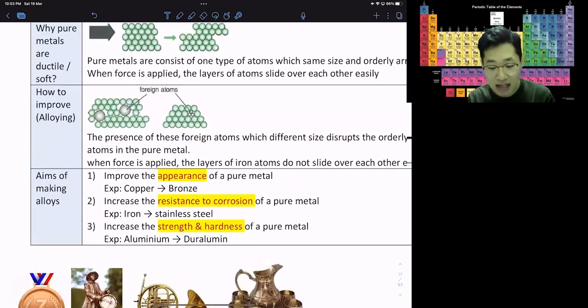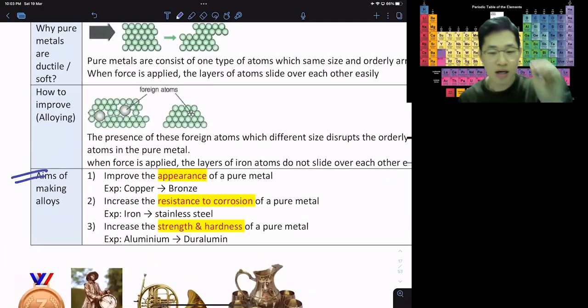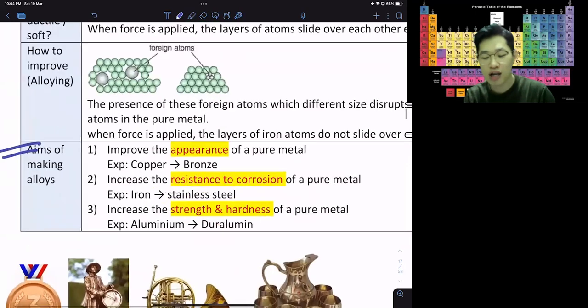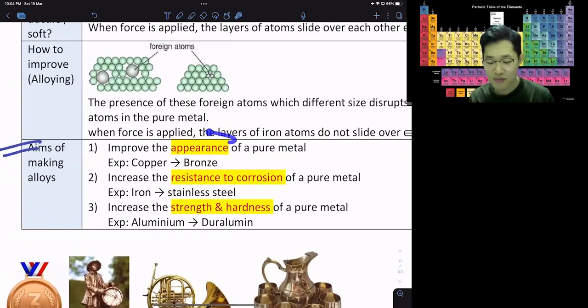Aims of making alloy. First, aim of making alloy. Why is the aim of making alloy important? Because that is the advantage, the good thing about alloy. After you upgrade it, it is to improve the appearance. So that means it has a better appearance for alloy.